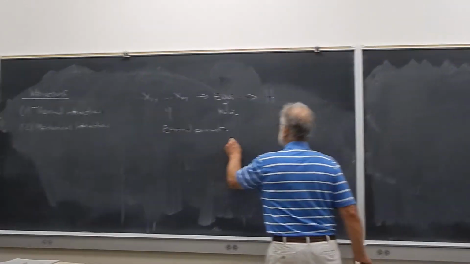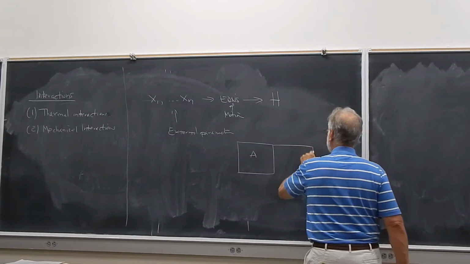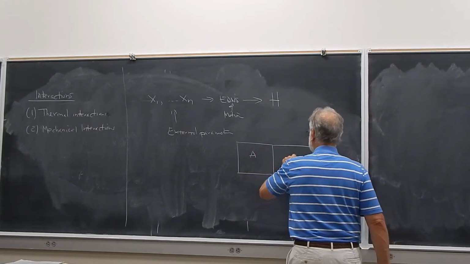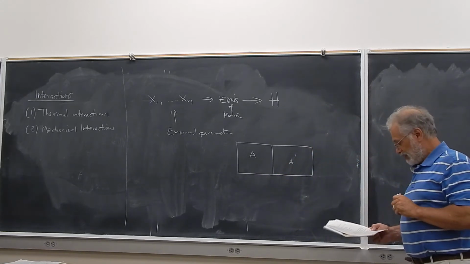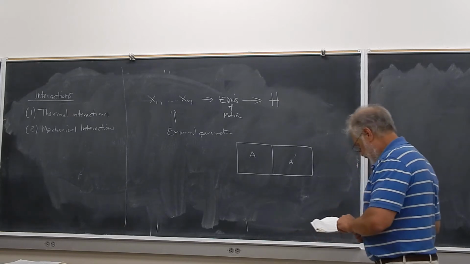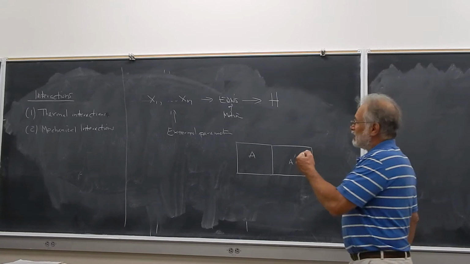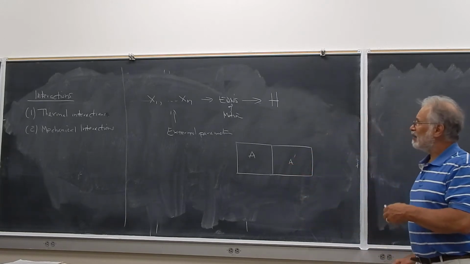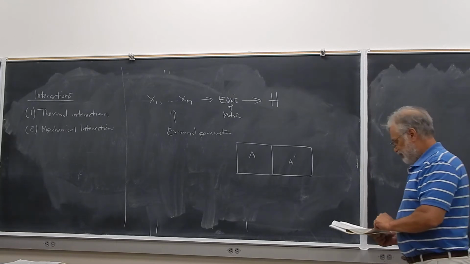Suppose I have two systems, system A and system A prime. And we're going to let those systems interact with each other. As I said, the types of interactions we're going to talk about are thermal interactions and mechanical interactions.